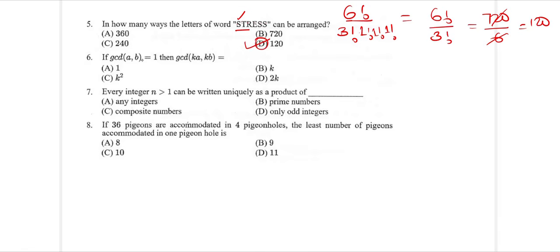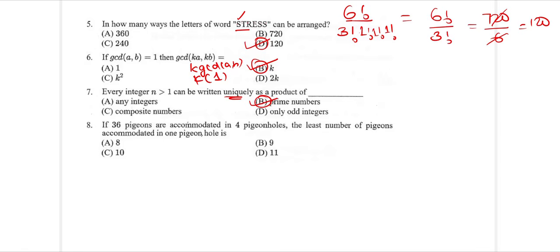Next, GCD of A comma B is 1. GCD of KA and KB, we have already seen this concept. It is K times GCD of A comma B, and A comma B has been given as 1. So it is K times 1. The answer is K. So the answer is B over here, K. Every integer n greater than 1 can be written uniquely as a product of primes. This is also the one which we saw in the last slide.